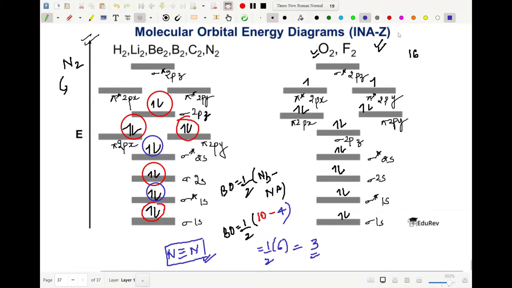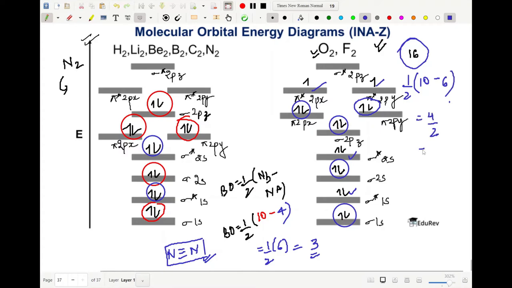If you talk about oxygen, which we just did here, in case of oxygen it is going to be half multiplied by, 1 2 3 4, I'm counting the bonding ones, right? So 1 2 3 4 5 6 7 8 and 9 10. So 10 minus 1 2 3 4 5 and 6. So it is 6, right? So that is going to be 4 divided by 2, which is equal to 2, which means the bond order of O2 is 2, which means there are 2 bonds between 2 atoms of oxygen.